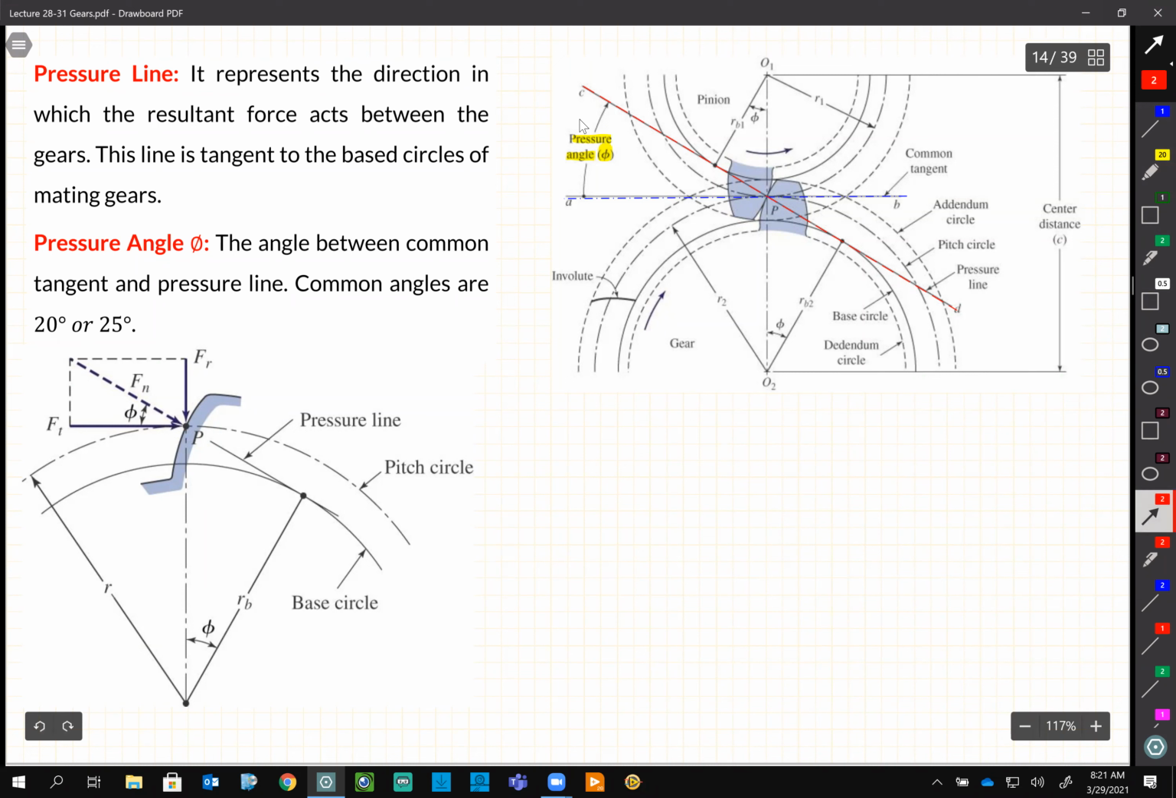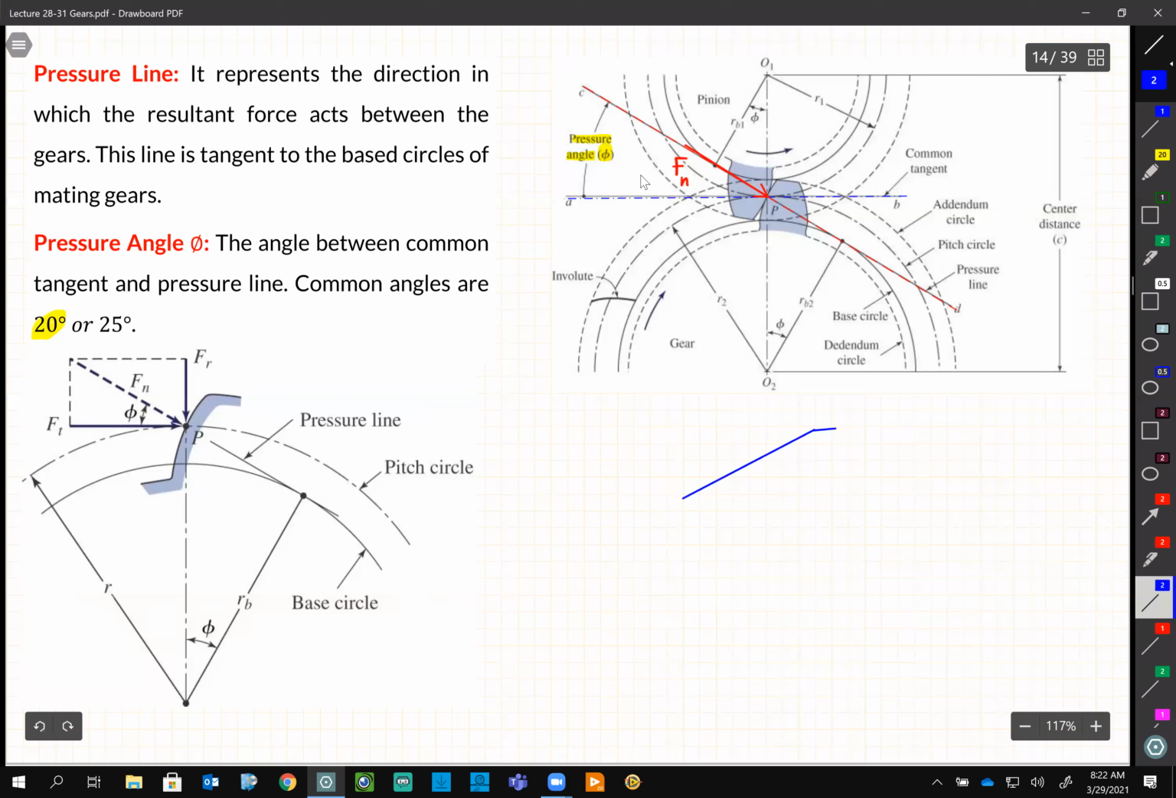Because when two gears are in touch, this is the force, the interaction force between them. Let's call it Fn. So Fn is always on this pressure line. So this pressure angle can be small, can be large, but the common angle is 20 degrees. However, 14 is also common, people use it. 25 is common, and you can easily figure out what the bigger pressure angle does.